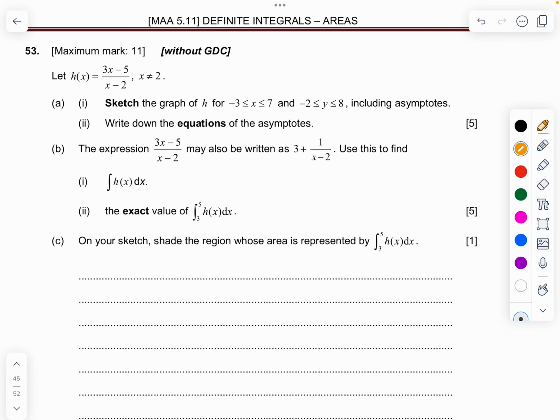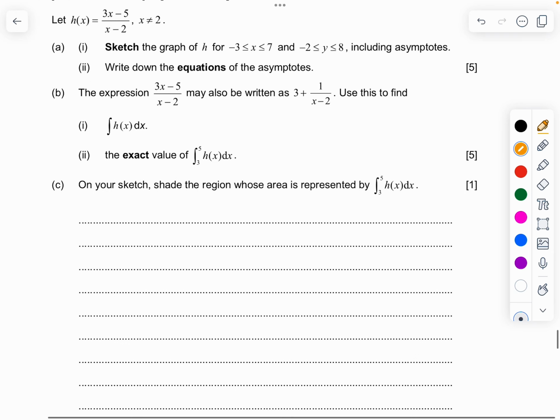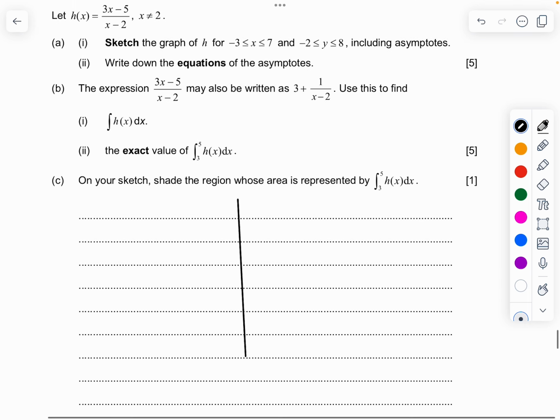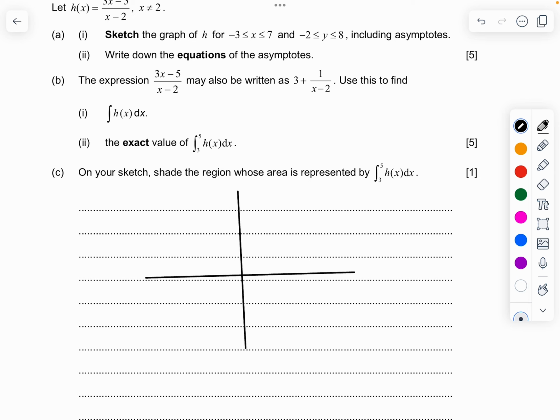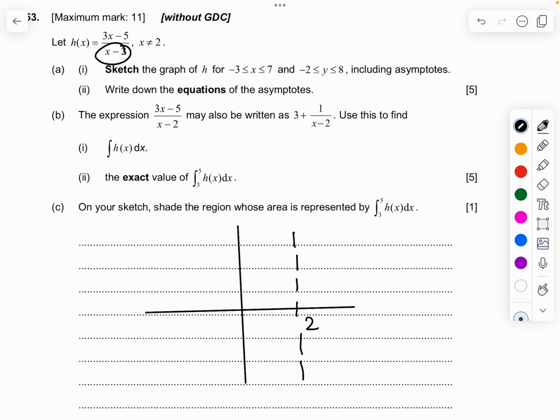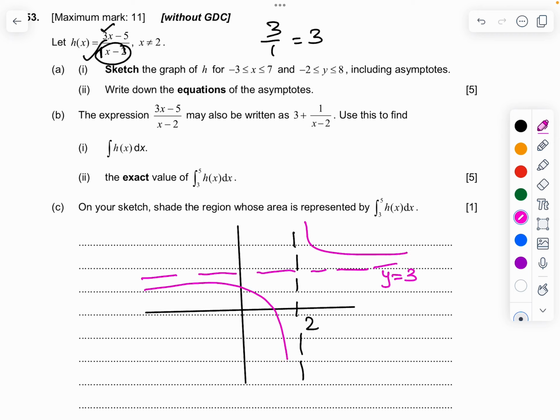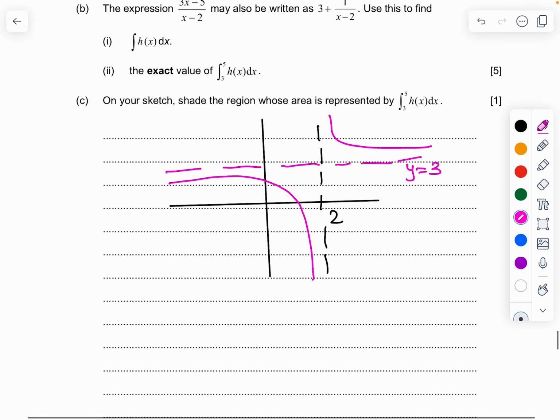Question number 53. h of x is given. Sketch the graph between minus 3 to 7 and minus 2 to 8, including the asymptotes. This one is without GDC. So my vertical asymptote is x equals 2. This gives me the vertical asymptote, and 3 divided by 1, 3 from here, 1 from here, 3 divided by 1 equals 3. That will become the horizontal asymptote, y equals 3. Then the approximate shape of the graph will be in this way. Write down the equations of the asymptotes. So the vertical asymptote is x equals 2, the horizontal asymptote is y equals 3.